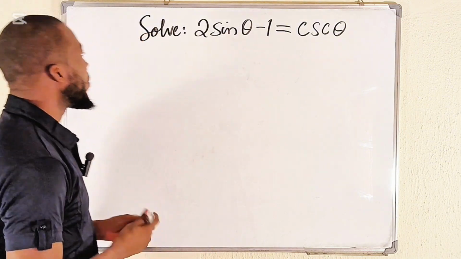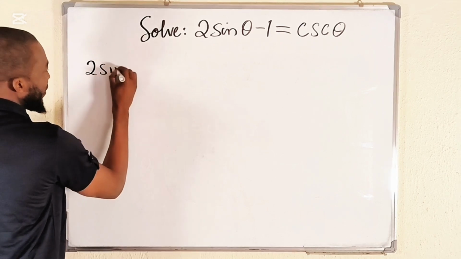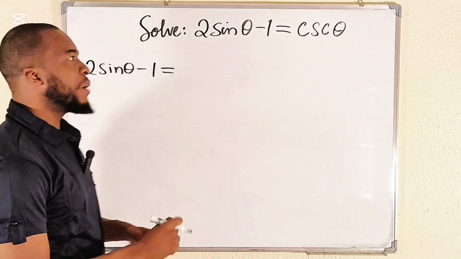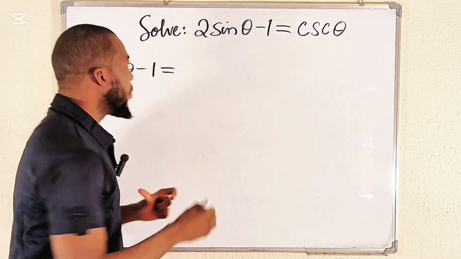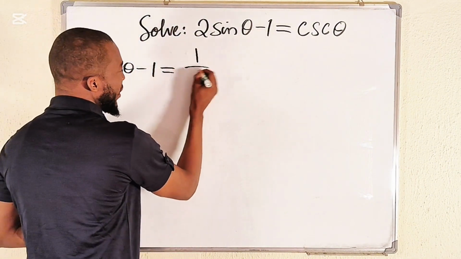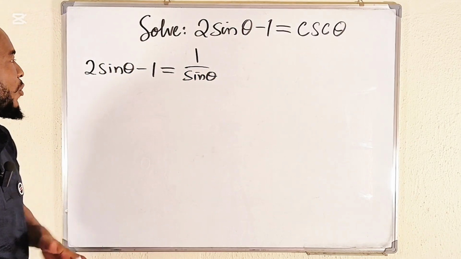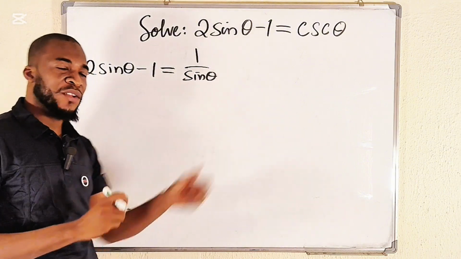Let's get started. We have 2 sine theta minus 1 to the left. But remember that cosecant theta is a reciprocal of sine theta, which can be expressed as 1 divided by sine theta, right? And from here, you can multiply every single term by sine theta just to clear the fraction.